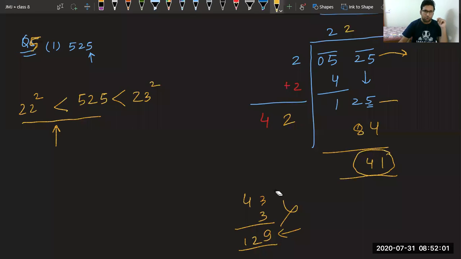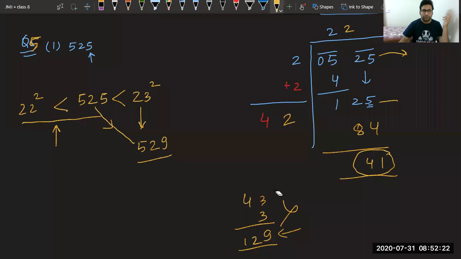And what is 23 square? All of you, please tell me. What is 23 square value? It is 529. So what number will you add in 525 to get 529?